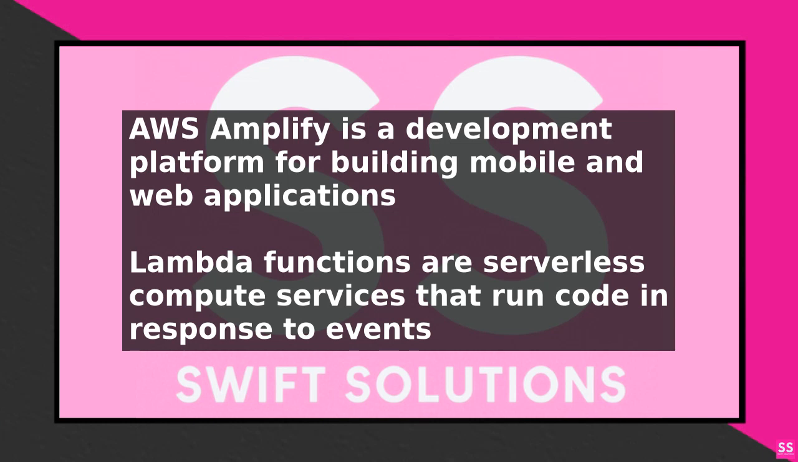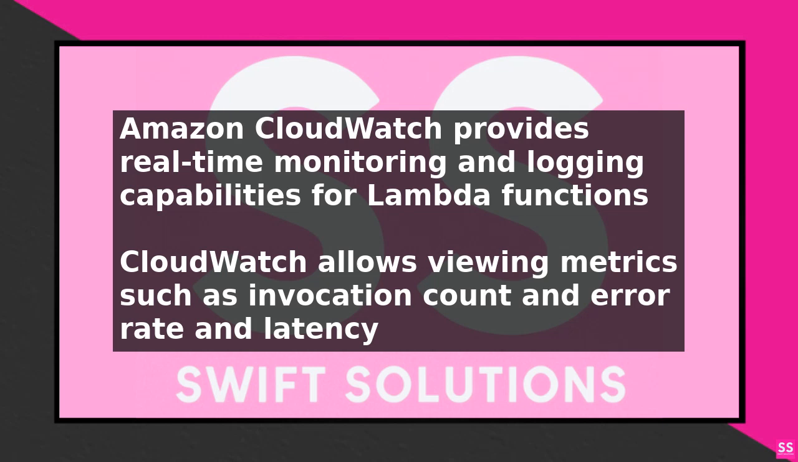To monitor your Lambda functions, you need to set up Amazon CloudWatch, a service that provides real-time monitoring and logging capabilities. First, navigate to the AWS Management Console and select the CloudWatch service. Then, click on Metrics and select the Lambda function you want to monitor. You can view metrics such as invocation count, error rate, and latency.